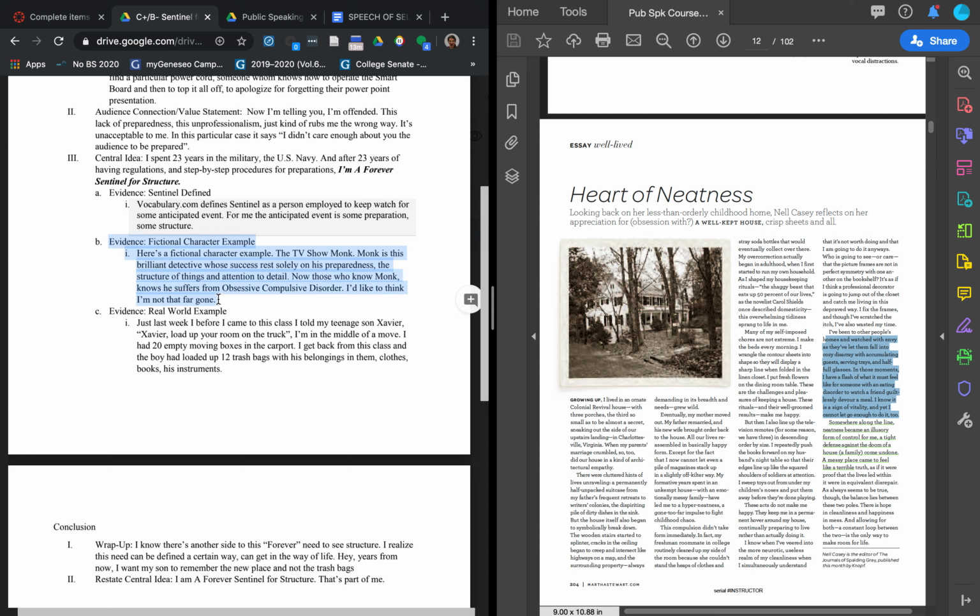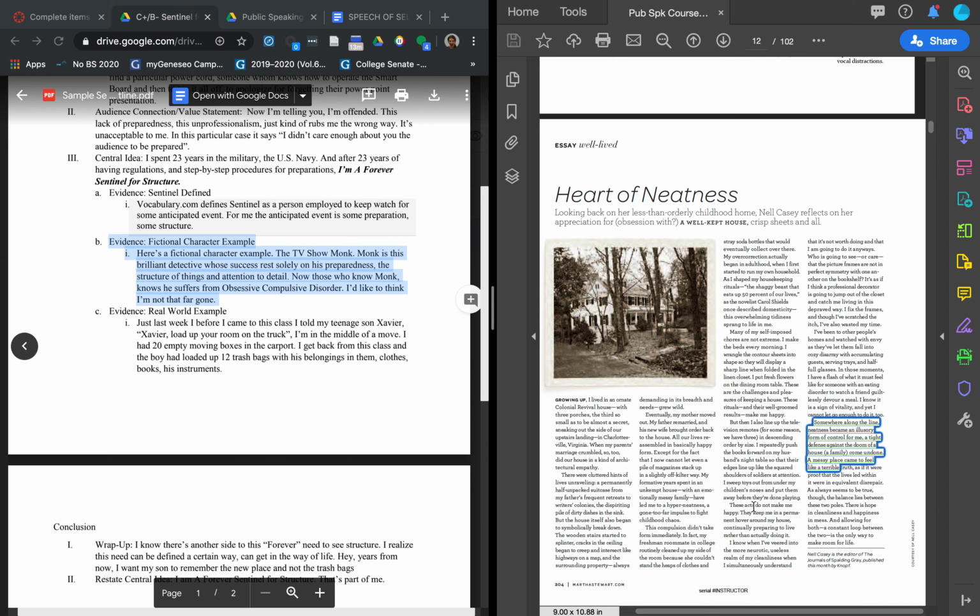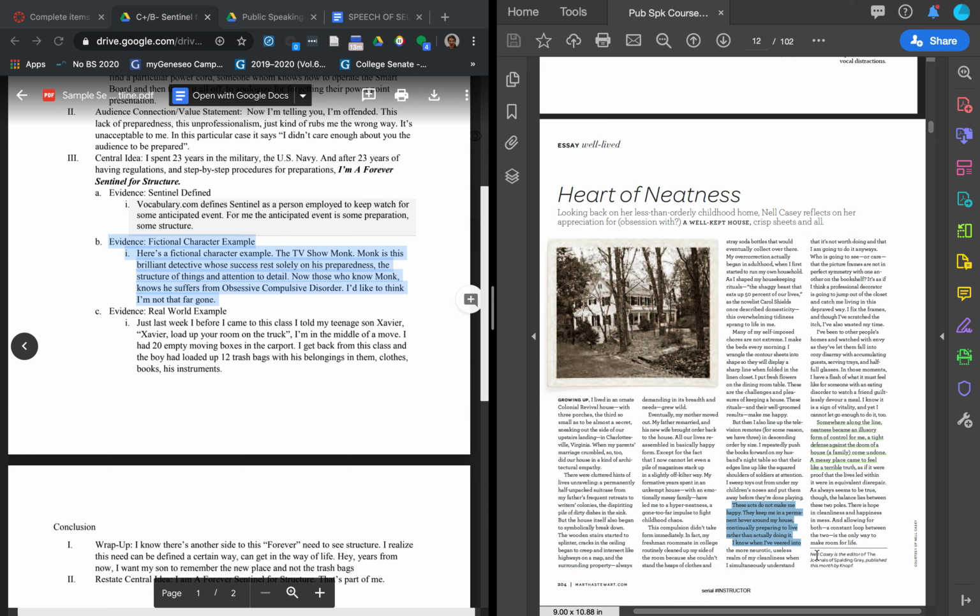I'm sure you heard this in high school when you're doing your writing. So if we look over at Nell Casey, there are a few short sentences along the way, right? There's the thesis. There's also this little paragraph right here. And there's also the conclusion. In those moments, Casey tells. This is a telling sentence. These acts do not make me happy. They keep me in a permanent hover around my house, continually preparing to live rather than actually doing it. This is just a straight up, here is the point.